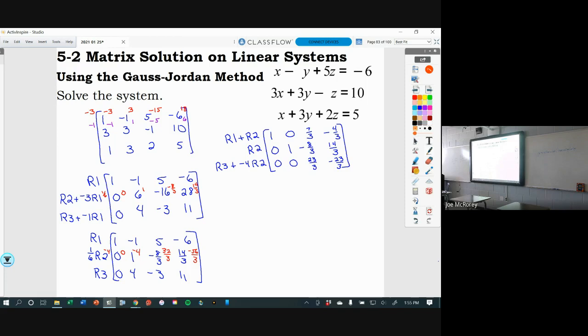So now I've got row 2, column 2 is a 1, everything else is a 0 in that column. I now need row 3, column 3 to be a 1. How do I turn 23/3 into a 1? Multiply by the reciprocal, which is 3/23.